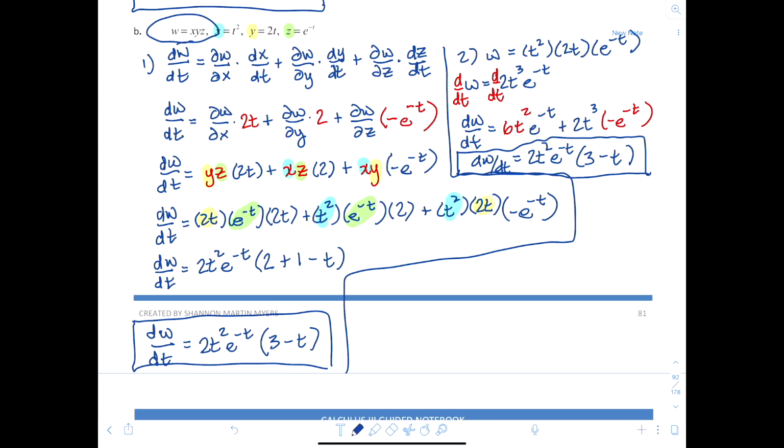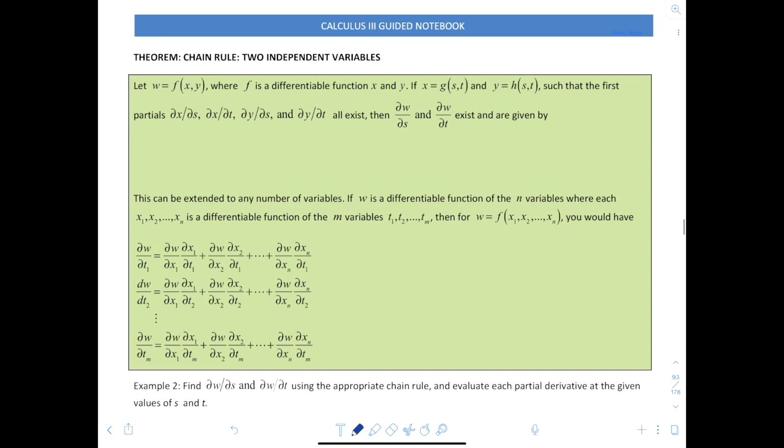Groovy? All right. So now, here is if you have two independent variables. So let's say w is equal to some function f of x and y, where f is a differentiable function of x and y. But this time, instead of just x equaling g of t, we have x equaling g of s and t, and y equaling h of s and t, such that the first partial of x with respect to s, first partial of x with respect to t, first partial of y with respect to s, and first partial of y with respect to t all exist. Then it turns out that the first partial of w with respect to s and the first partial of w with respect to t exist and are given by.